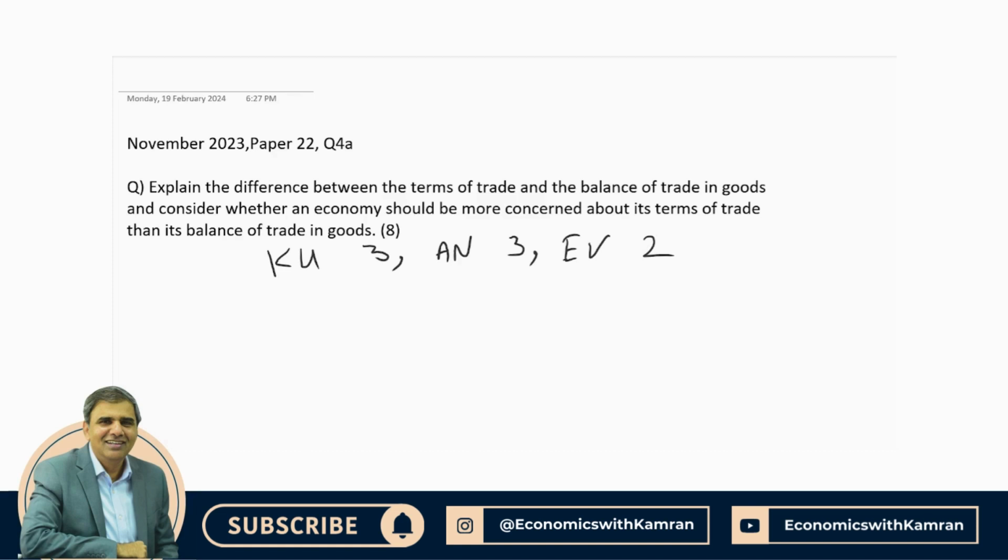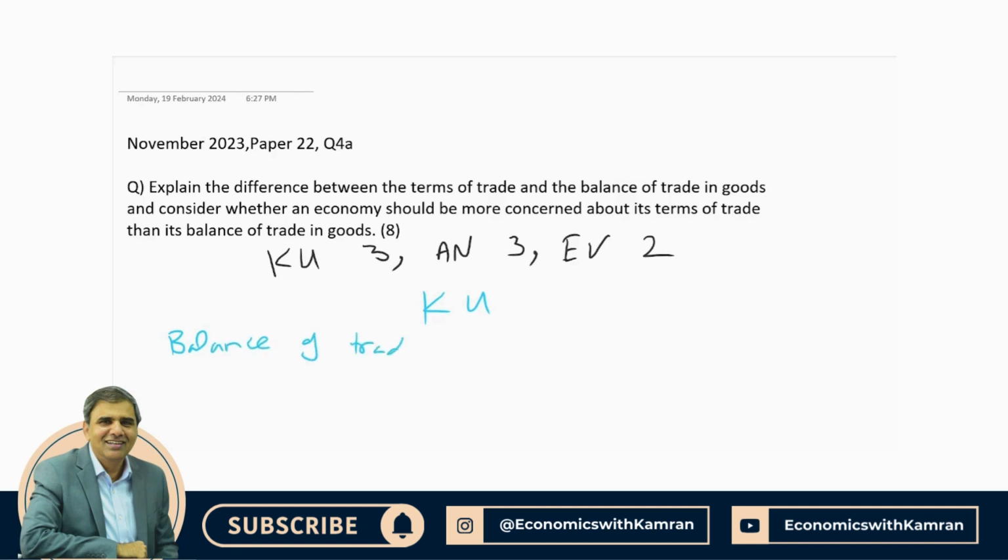The examiner has made things easier for us by mentioning balance of trade in goods. Even if the word goods was not mentioned, we should have understood that balance of trade relates to the export and import of goods only. So let's begin by writing what is required for knowledge and understanding for 3 marks. First we give the definition of balance of trade. The key word would be goods.